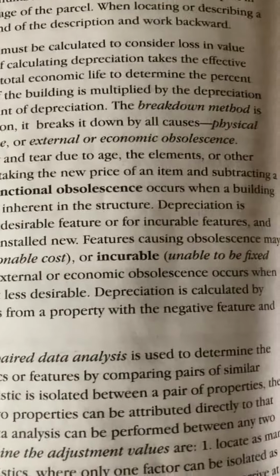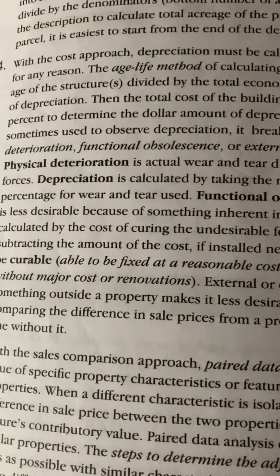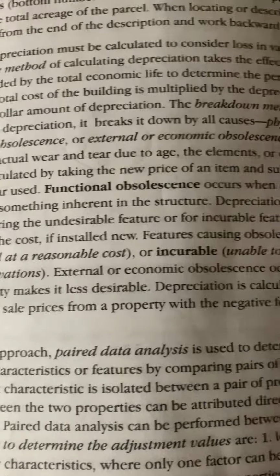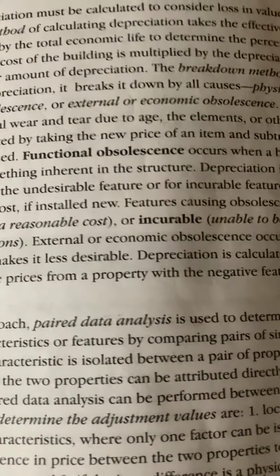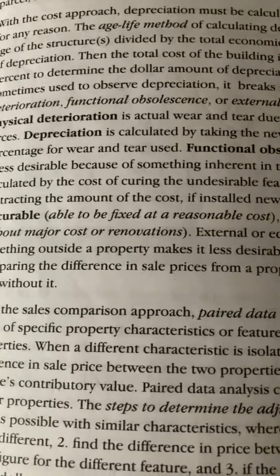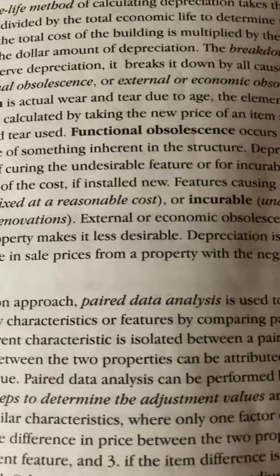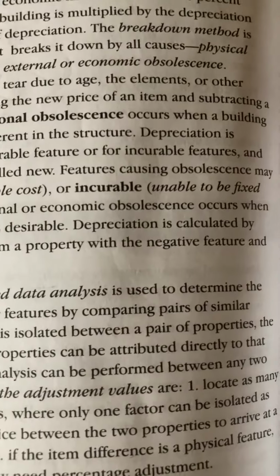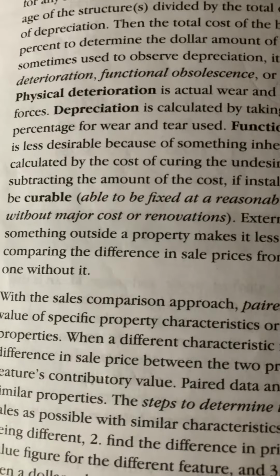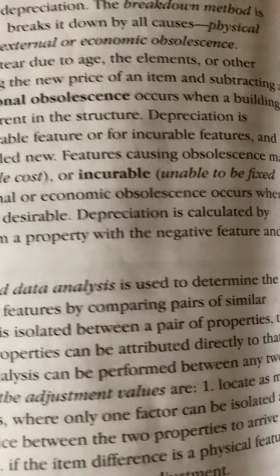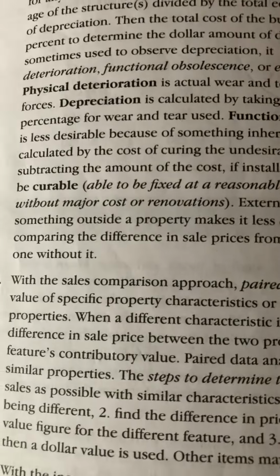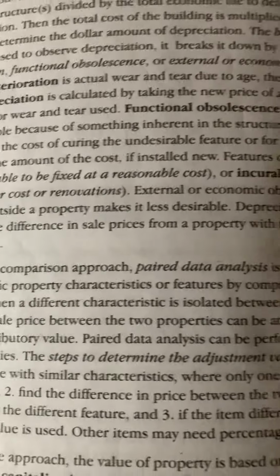Functional obsolescence occurs when a building is less desirable because of something inherent in the structure. Depreciation is calculated by the cost of curing the undesirable feature, or for incurable features, subtracting the amount of the cost if installed new. Features causing obsolescence may be curable, able to be fixed at a reasonable cost, or incurable, unable to be fixed without major cost or renovations.